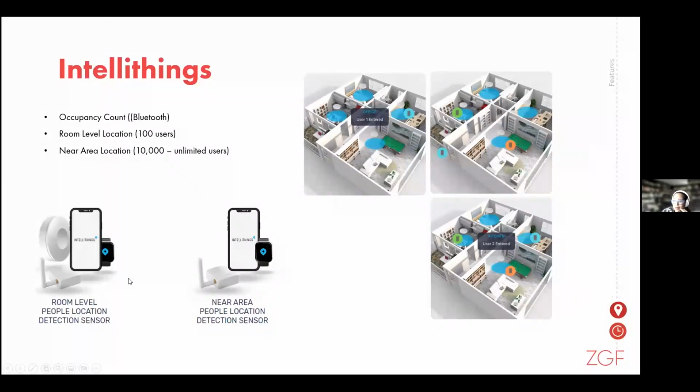Location. Also leveraging that if you're carrying some of those devices, you're carrying your phone, you're carrying your watch, some of these sensors are starting to leverage that. So you can do your occupancy count via Bluetooth and see how many Bluetooth devices there are in a space. Some of them are room level specific versus area specific. So it depends how accurate you want to be, and going anywhere from 100 users to 10,000 or more.